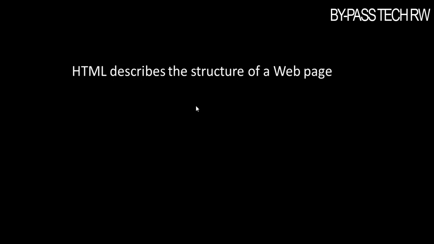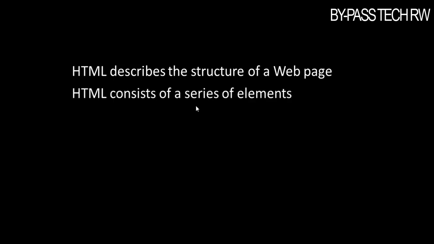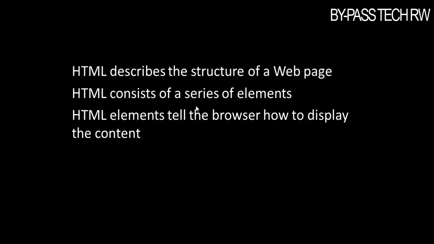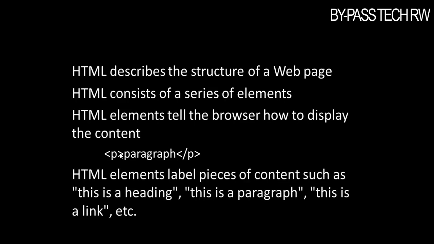Okay, HTML describes the structure of web pages, and it consists of a series of elements. In the future, I will explain to you what an element is and why you use it. An element tells a browser how to display the content. Like this, P is an element, or sometimes we say a tag, which is used to make a paragraph. This is an element that tells the browser how to display content in the form of a paragraph. An HTML element labels a piece of content, such as a heading, a paragraph, a link, etc.